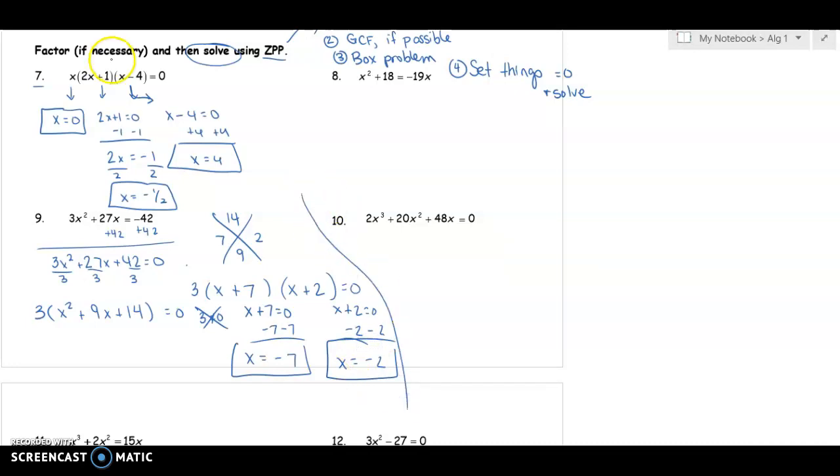So you have to pay close attention whether it has an equal sign or it's a solve. You have to do that fourth step. If it doesn't have an equal sign or the word solve in the directions, then you don't do the fourth step. Okay, let's look at number 10.